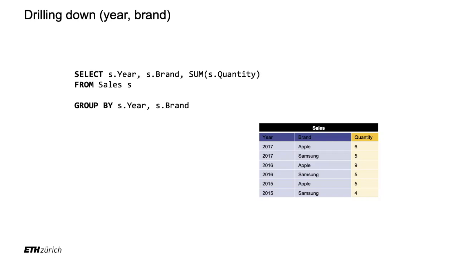So here we drill down into year, we drill down into brands, and we add them to the group by. And now I'm going to have the quantity, but more fine grained, not fully aggregated. It's by year and brands. So now I'm back to two columns, the year and the brands, and the quantity, right? So roll up, drill down. Okay.